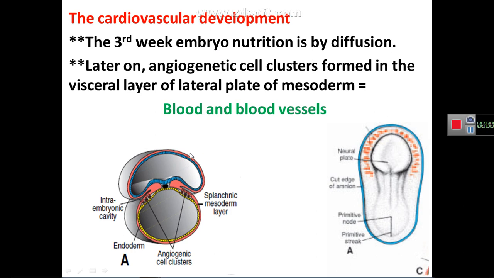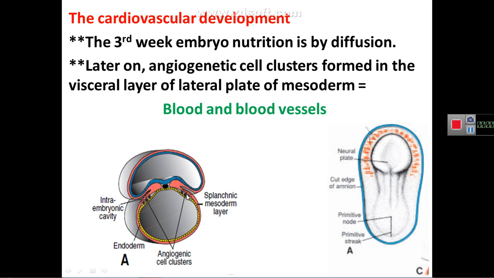This is a presentation on the embryology of the cardiovascular system. The embryo, until the third week of development, which is the trilaminar germ disc, does not need a cardiovascular system, because nutrition to this small embryo is provided by simple diffusion. But later on, the embryo, after the third week, needs a circulatory system.